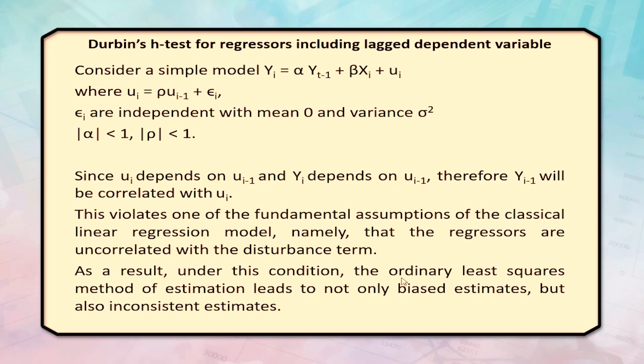So, that is a very fundamental violation, and therefore, we cannot use OLS and we cannot use our standard Durbin-Watson test statistic that is based on the OLS method. Under this condition, ordinary least squares leads to not only biased estimates, but also inconsistent estimates. As I said, when the sample size increases, that bias does not go away. So, it is an inconsistent estimate. So, what is the way out?